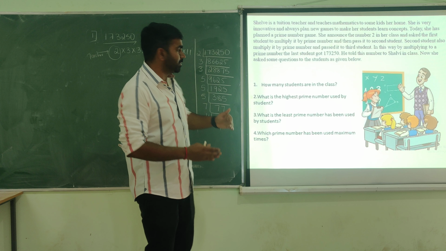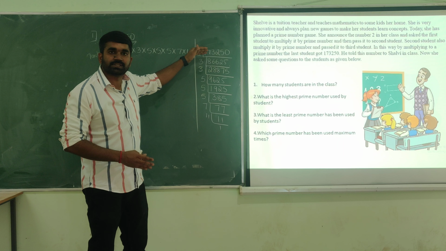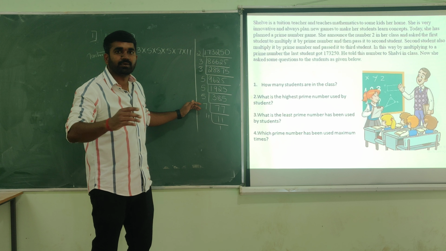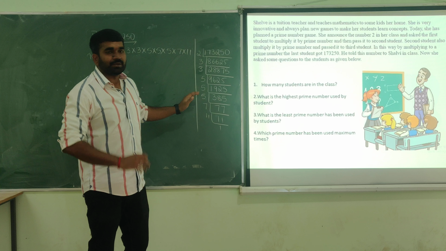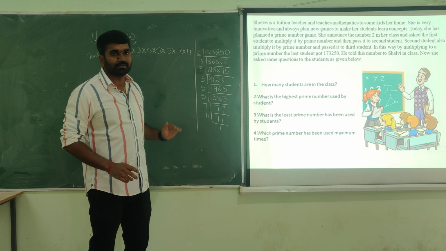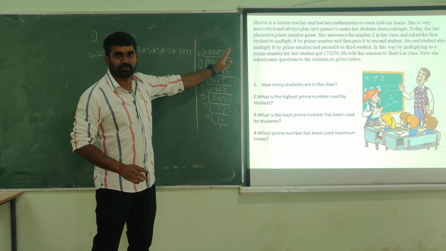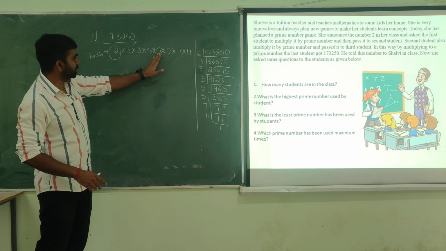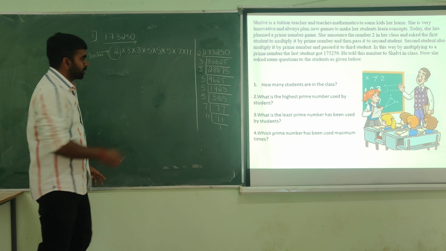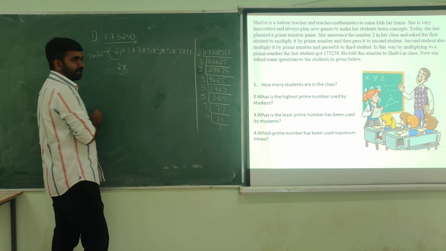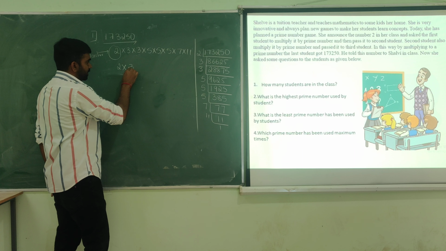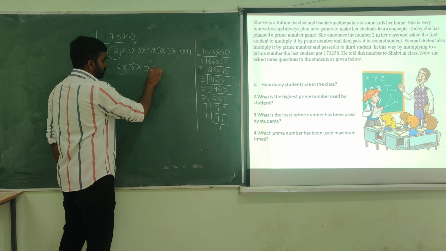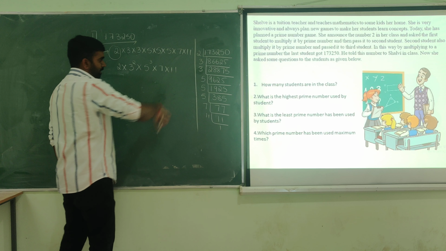But when we do the prime factorization, we start from the least number, that is 2, 3, 5, 7, 11, and we go on dividing to get the prime factors. For 1,73,250, the prime factors are 2 into 3 into 3 into 5 into 5 into 5 into 7 into 11. We can group these and write 3 into 3 as 3 square, and 5 into 5 into 5 as 5 cube, into 7 into 11.